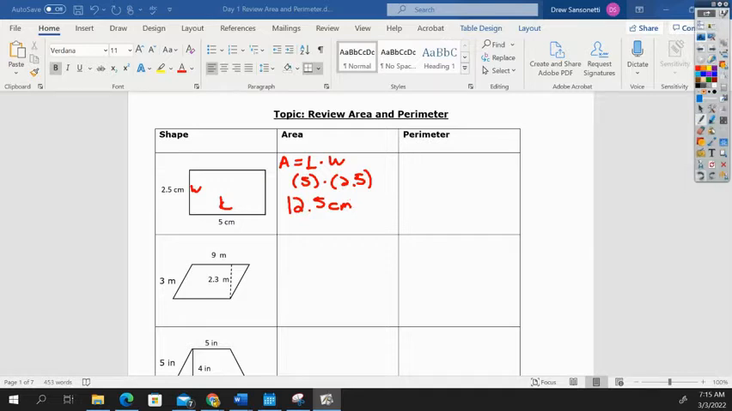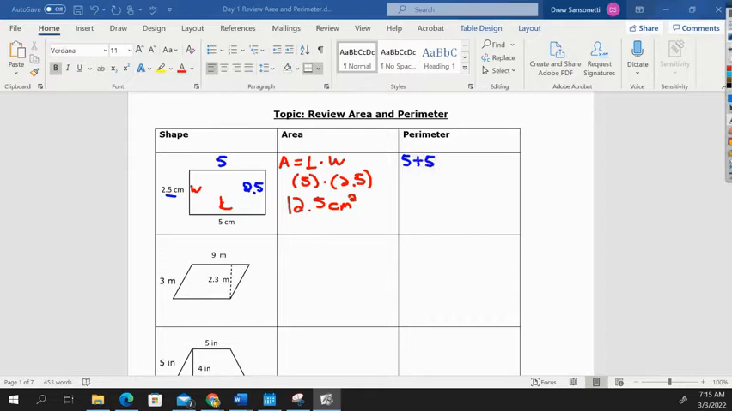Next, we'll do the perimeter. If you remember, perimeter is just the length around the outside. Often you'll see formulas, and there is a formula for this, but I think it's a lot easier if you just realize, if this side's 5, that side's 5. If this is 2.5, then this is 2.5. And you just go around the outside adding up all the numbers. So I'm just going to do 5 plus 5 for those two sides, and then 2.5 plus 2.5. If you add those together, you end up with 15. And for this, we'll just say centimeters.